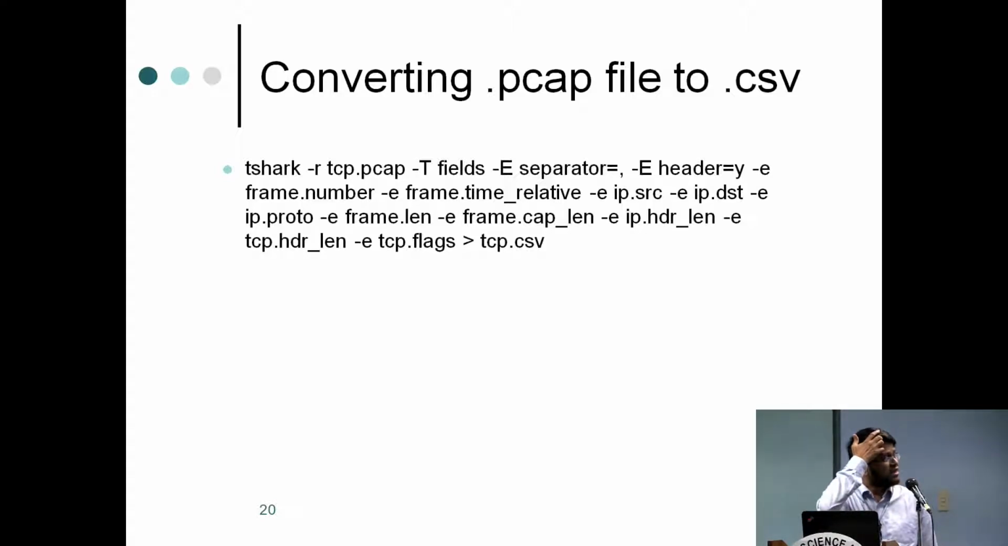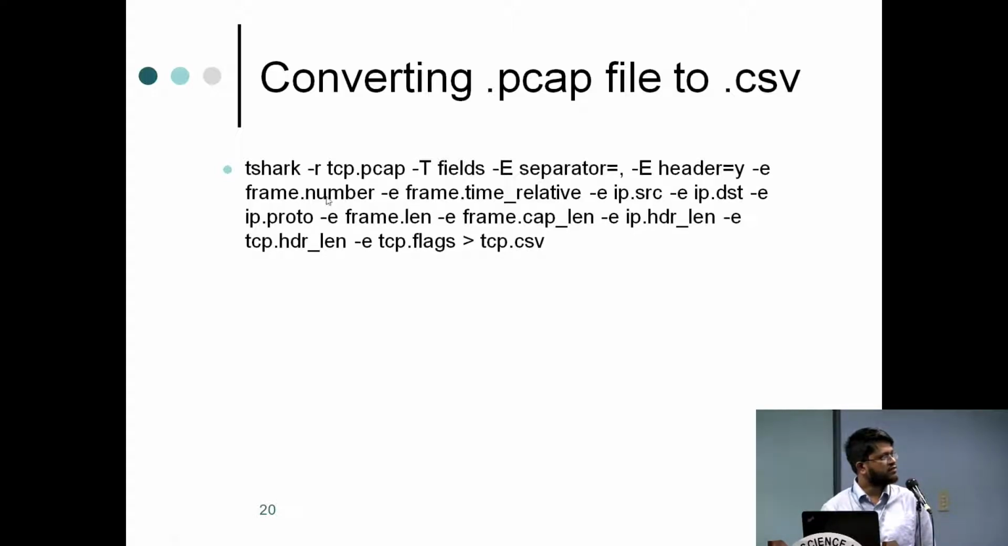So this is a command. By the way, you'll get all this as a soft copy, so later on you can try it yourself if you want to. Basically, we can use another tool called tshark. What this is saying is: read the tcp.pcap file and use the fields. The separator will be a comma. You also need to save the header.